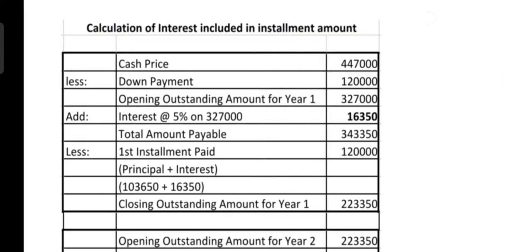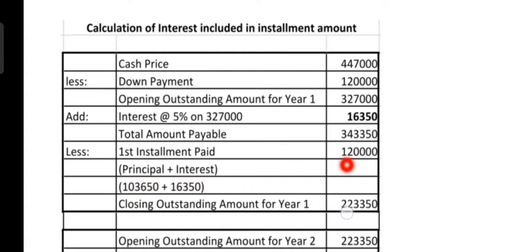Now this is the total amount payable including these two, that is the 3,27,000 outstanding amount and interest. This comes to 3,43,350, and the first installment we are paying is 1,20,000 rupees. This 1,20,000 now includes both amounts, that is the principal amount and interest amount.